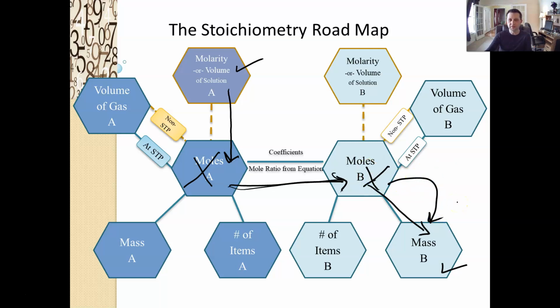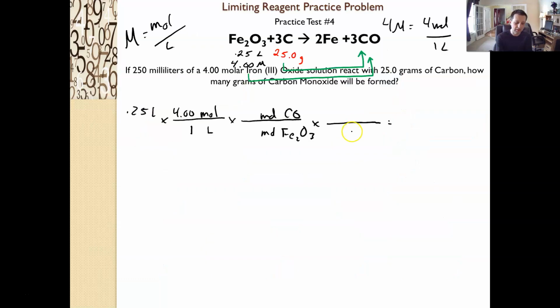Okay, I'm here now. I want to go down to here. So I have to go from moles to mass, and we know how to do that. I want to cancel out moles of carbon monoxide. I want to go to grams of carbon monoxide. Okay, let's go ahead and fill in our information here.